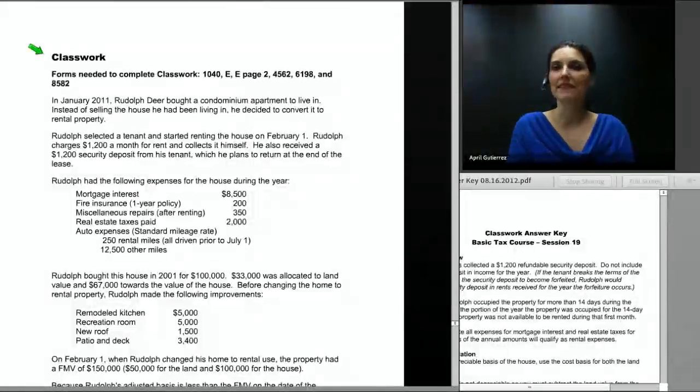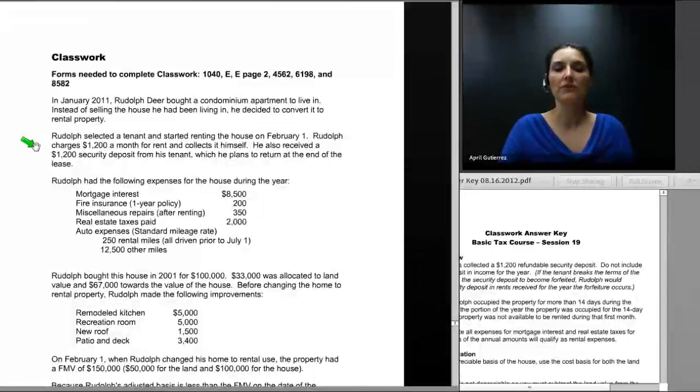And it is now time to complete the classwork assignment for session 19. And this assignment involves preparation of a Schedule E. Finally, you're going to do the whole thing, start to finish, and not just little bits of it as we've had in earlier sessions. And the forms you need to complete for this assignment are 1040, Schedule E, Schedule E page 2, Form 4562, Form 6198, and Form 8582. The character in this story is Rudolph Deer. He bought a condominium apartment to live in. And instead of selling the house he had been living in earlier, he decided to convert it to a rental property. Rudolph selected a tenant and started renting the house out on February 1st.